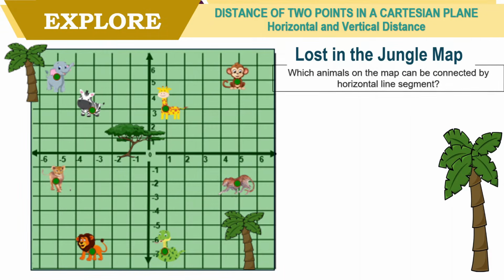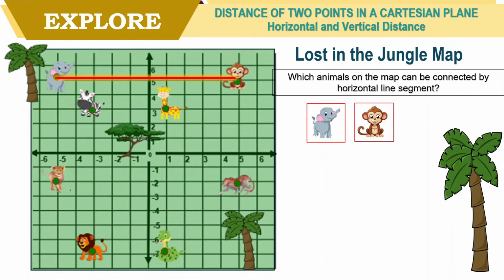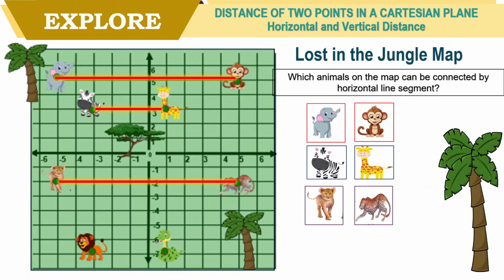Now, which animals on the map can be connected by horizontal line segments? If one that you found is the elephant and the monkey, then that's one. Can you find another? Another pair is the zebra and the giraffe. Can you find a third one? A third pair is the female lion and the cheetah. And lastly, the male lion and the snake.